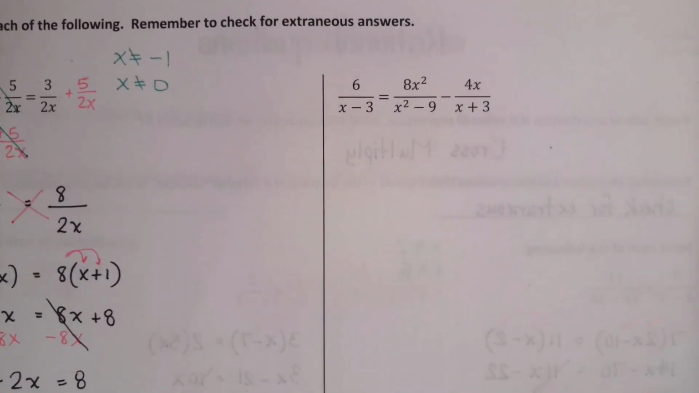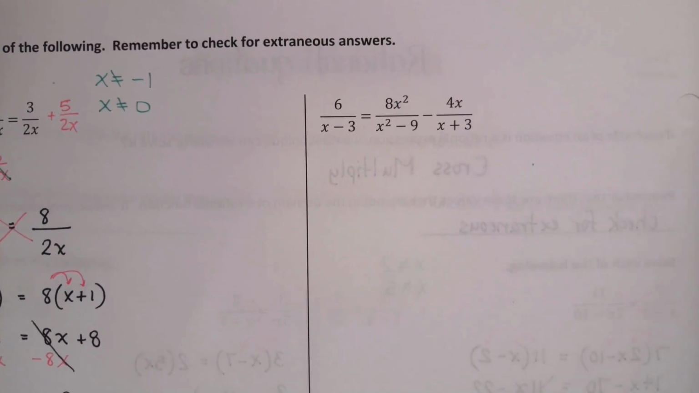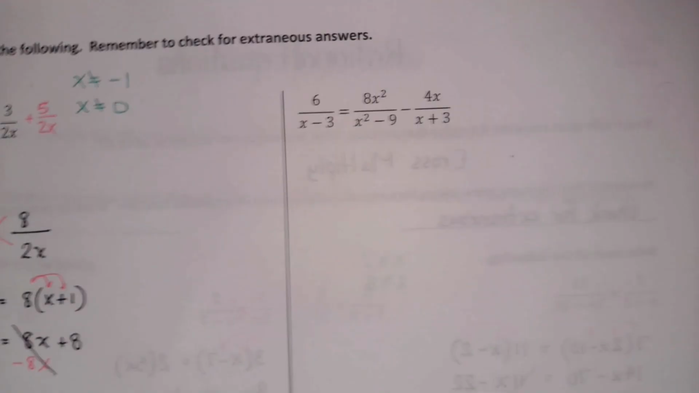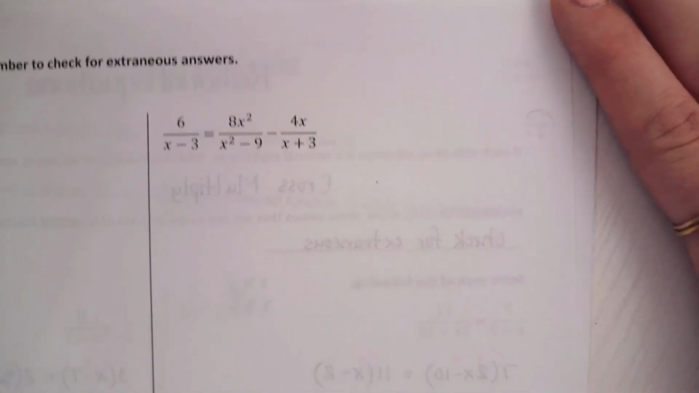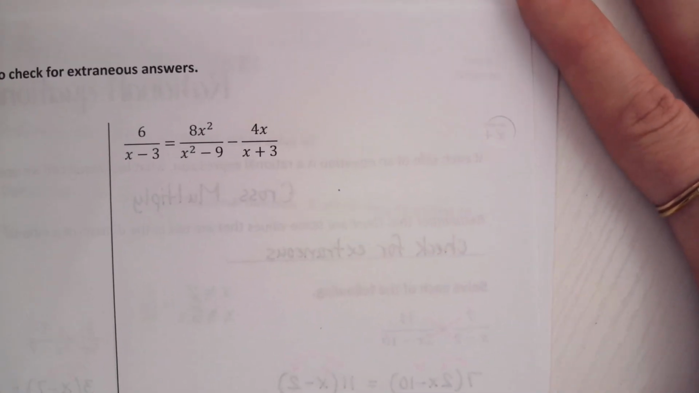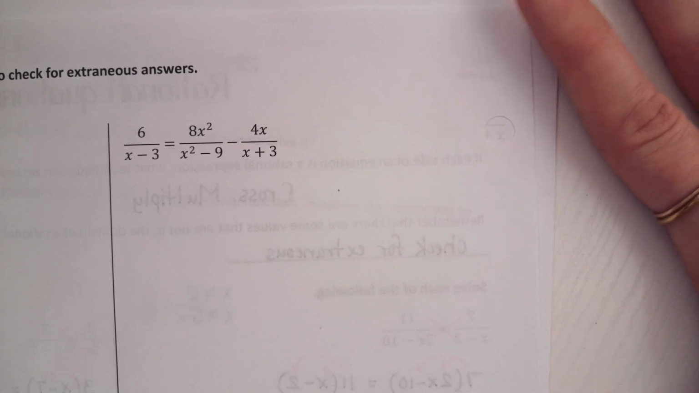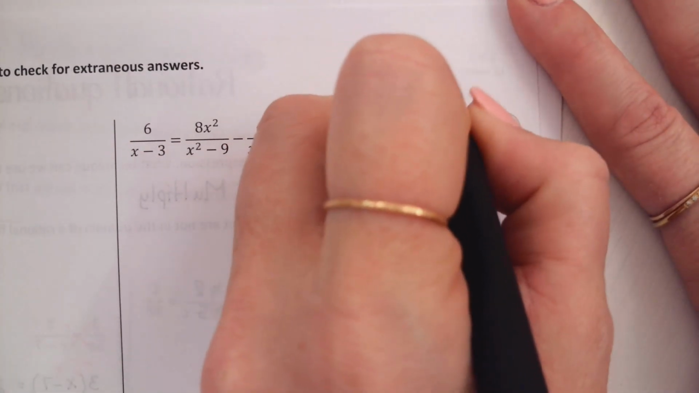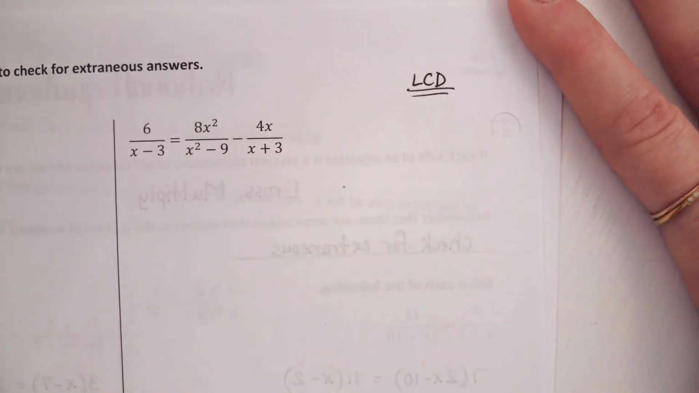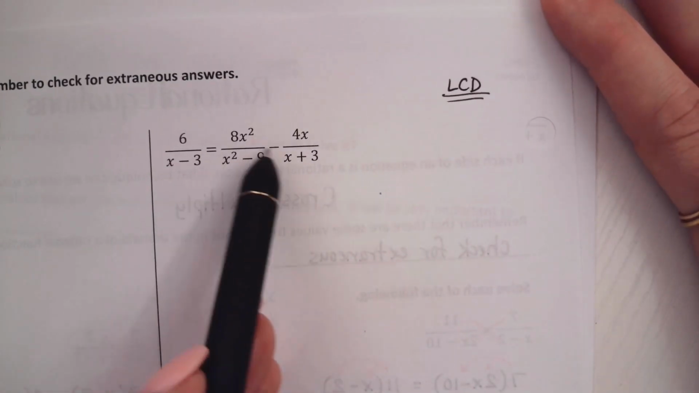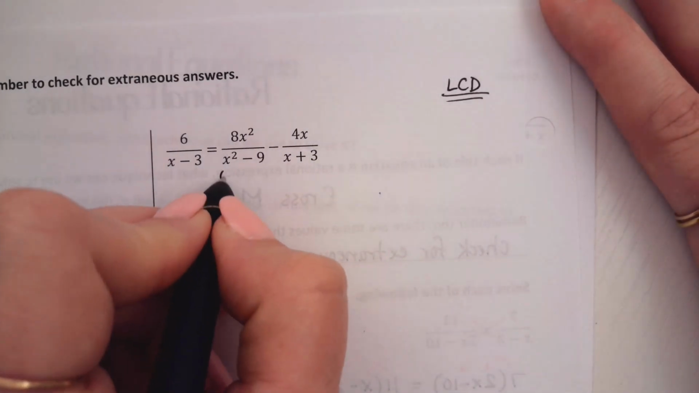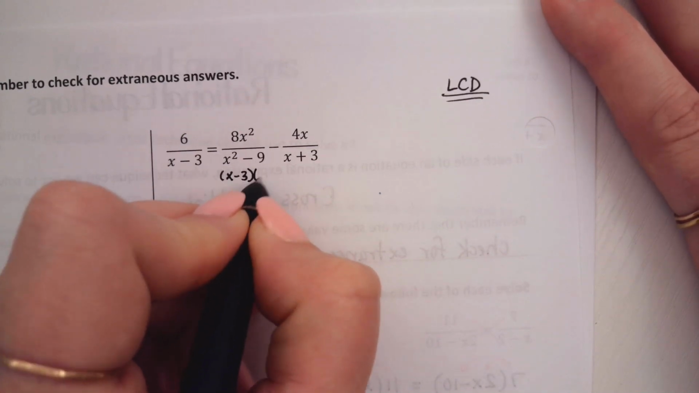All right, last one. This one doesn't look like any of them have the same denominators yet, so it's not going to be just a quick, oh, let me just add it to the other side. So I am going to multiply by my LCD on this one, which means I need to figure out what the LCD is. Right, x squared minus 9 is x minus 3 times x plus 3.